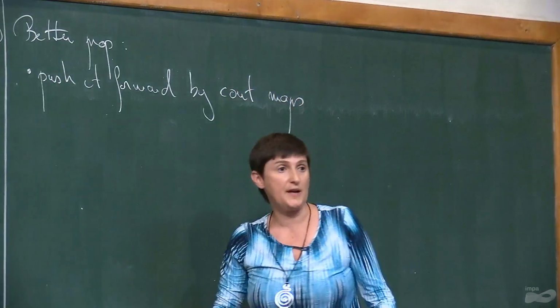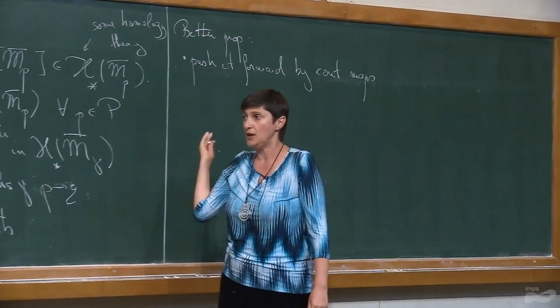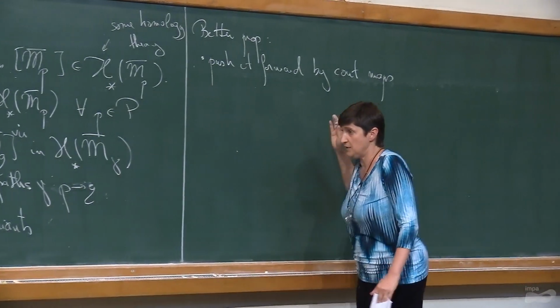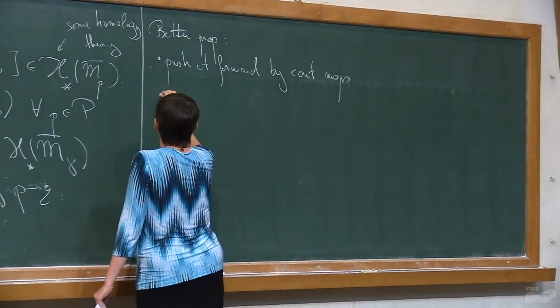You can't push forward numbers, but if you've got any continuous map, even to a very singular space, it doesn't have to be smooth, you can push forward these classes and get other classes in the homology of the space, and then do stuff with it. It has even better properties.